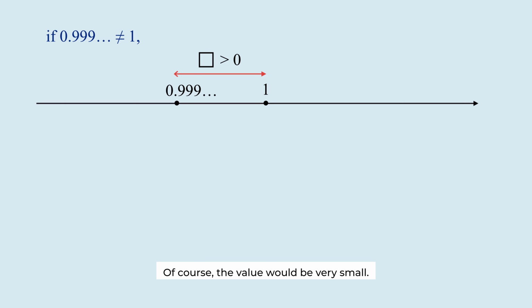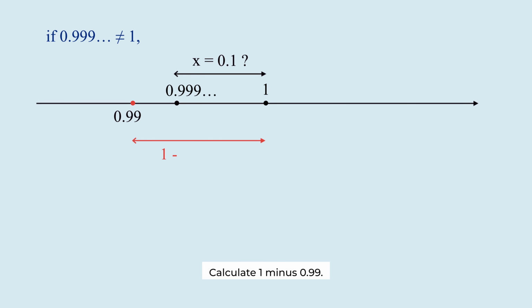Of course, that value would be very small. Let's call the value x. So what is x? Could x be 0.1? Calculate 1 minus 0.99. The result is 0.01. However, 0.9 repeating is larger than 0.99. So x must be less than 0.01. X can't be 0.1.